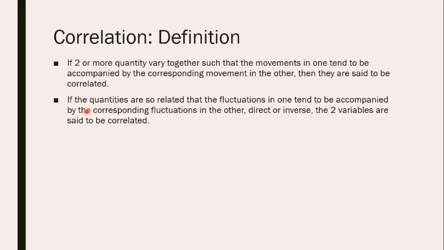The next definition is very similar, so you can take either the first one or the second one, no issues. If the quantities are so related that the fluctuations in one tend to be accompanied by the corresponding fluctuations in the other, direct or inverse, the two variables are said to be correlated. So this is the definition of what we have said in the previous slides.